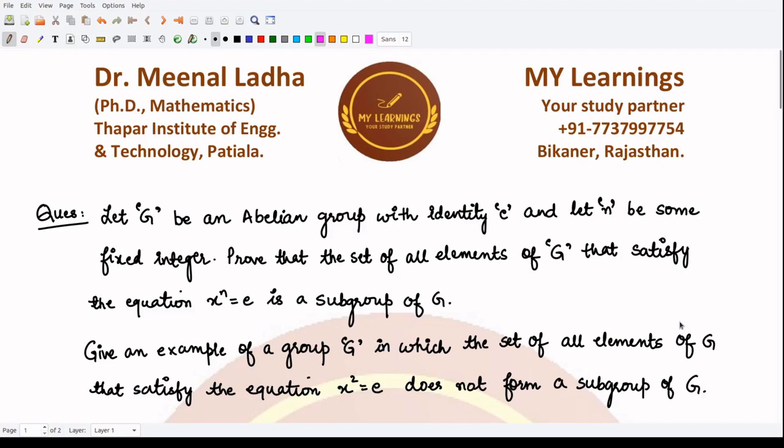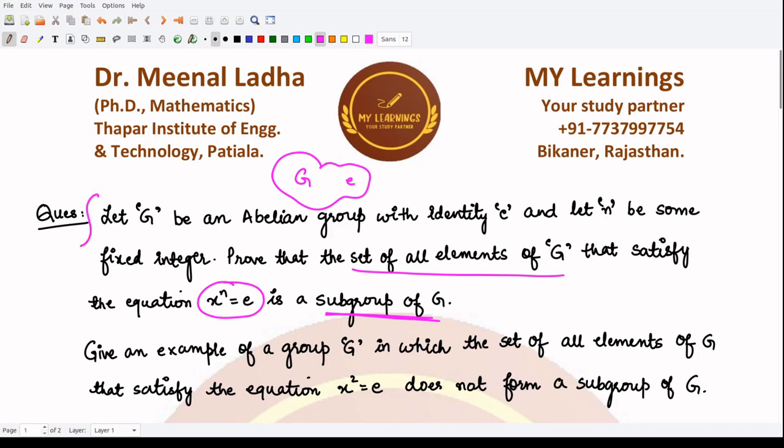In this video, we'll be solving this question which states that G is given to be an abelian group with identity E. We are given some group G, within which we have E as the identity. Let n be some fixed integer, then we have to prove that the set of all elements of G which satisfy the condition that x raised to power n is E forms a subgroup of G. This is the first question.